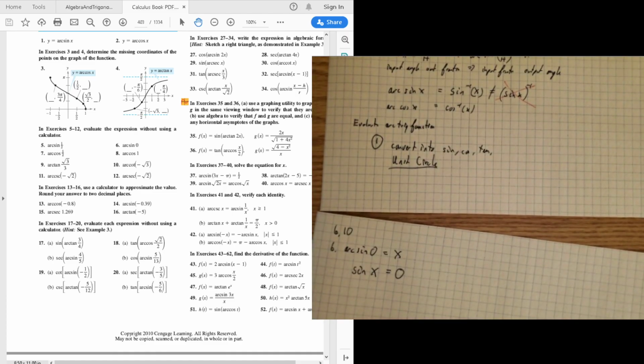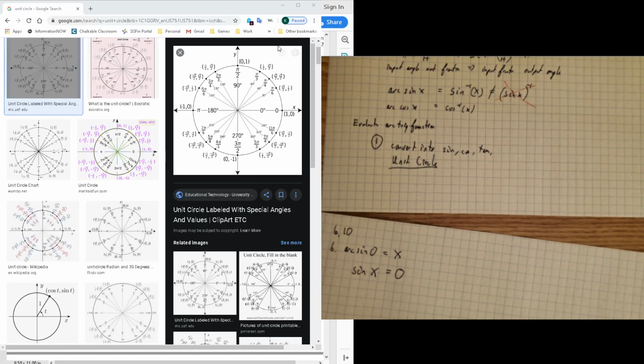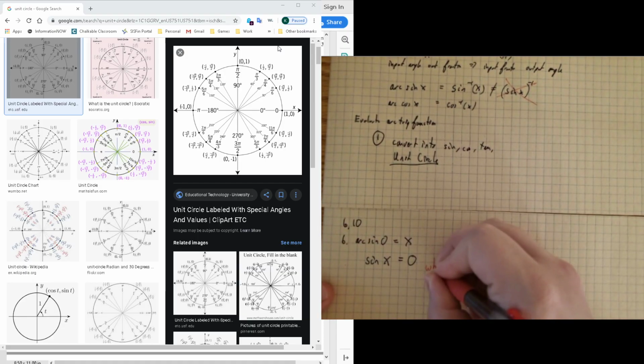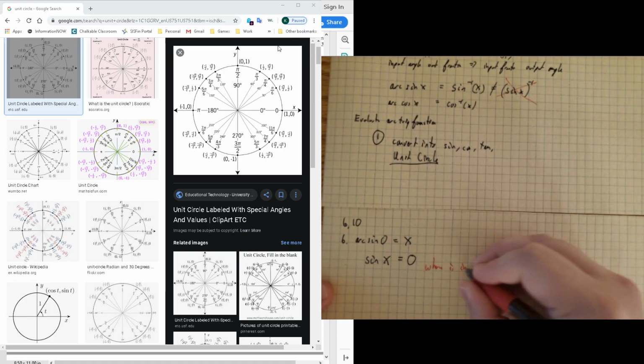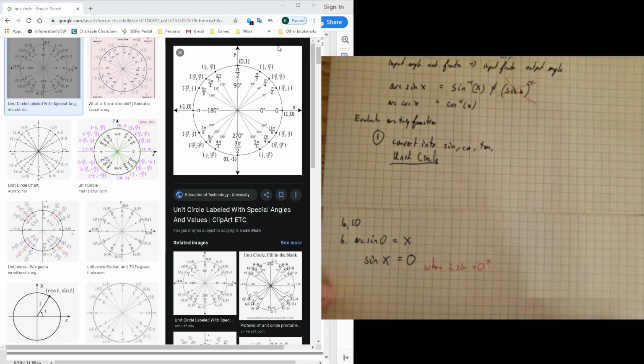Because I can use the unit circle, and for this I'm just going to pull up a simple unit circle from Google. There it is. So, what this means is, where is sine equal to 0? Now, if you look in this graph and in this picture, remember, sine is interpreted as the y values, whereas cosine is interpreted as the x values. So in this list, I can see that that occurs twice.